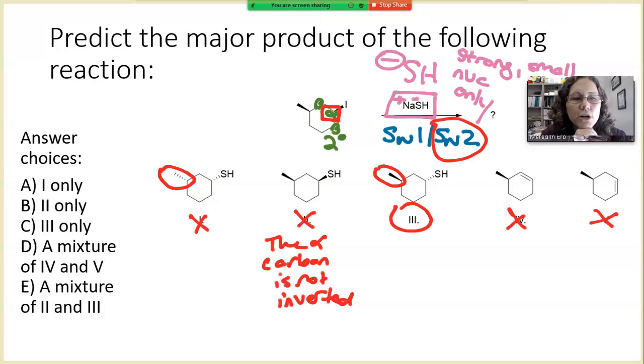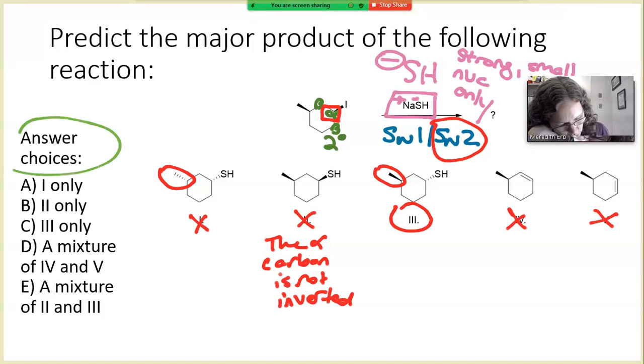If we take a look at our answer choices over on the left-hand side, we can see that we have options of 1 only, 2 only, 3 only, a mixture of 4 and 5, and a mixture of 2 and 3. So after our discussion, we know that the answer is C.